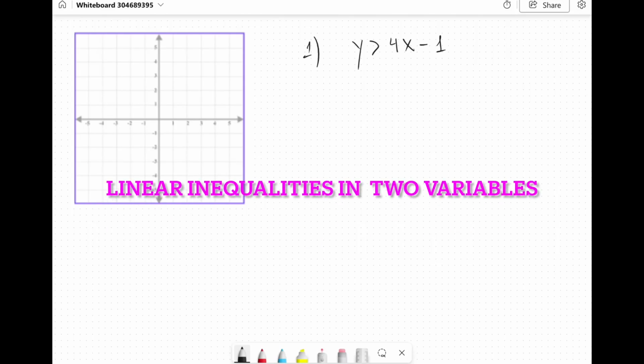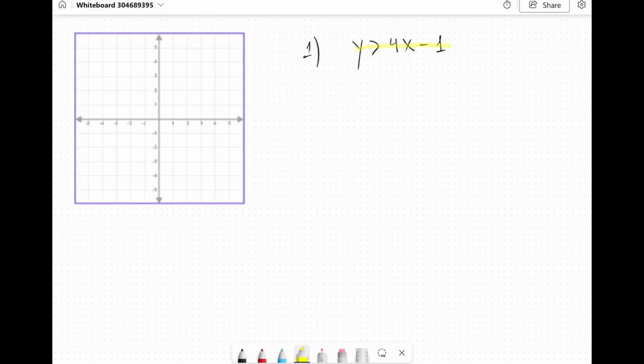Let's consider this inequality: y is greater than 4x minus 1. Remember, to solve an inequality that has two variables, you have to show all points whose coordinates make this inequality true. This is how you do it.